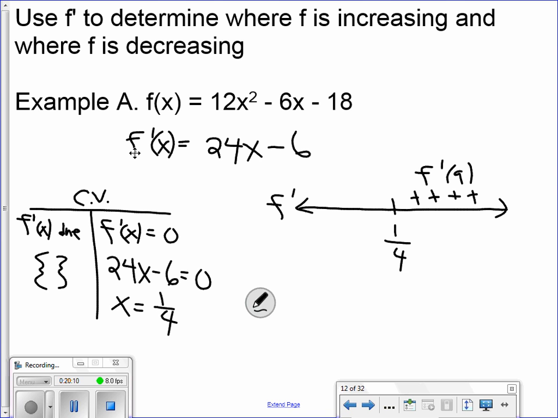Now take a number less than a fourth. Let's just go with 0. 0 is a number less than a fourth, but it doesn't matter which one you pick. As long as it's less than a fourth, the derivative will be negative.